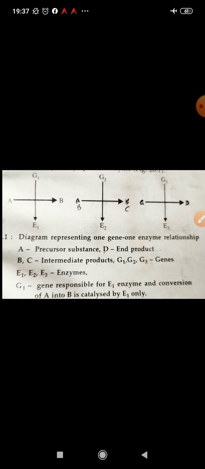Based on this concept, Biddle and Tatum proposed the one gene, one enzyme hypothesis. And I have told you that they took an experimental tool, Neurospora crassa, for this experiment. Neurospora crassa is normally a fungus, and normally it can convert glutamic acid into the end product arginine.